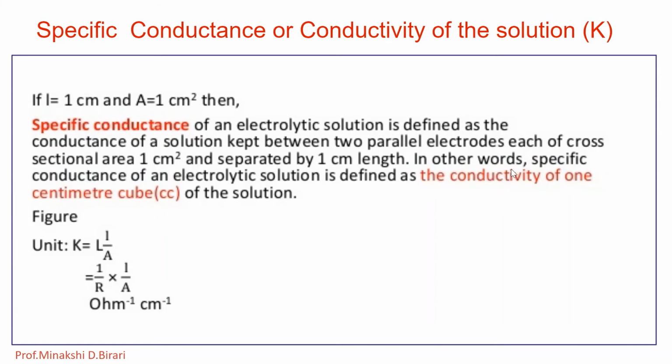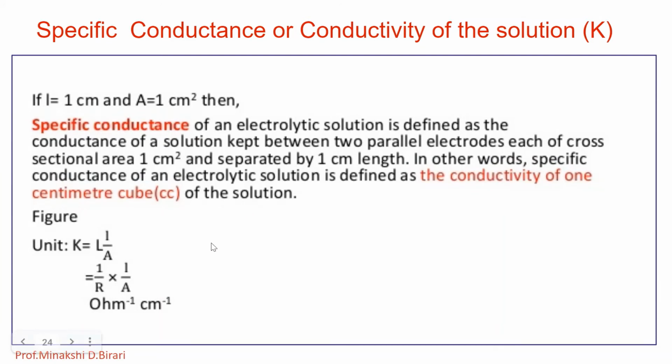In other words, the specific conductance of an electrolytic solution is defined as the conductivity of 1 centimeter cube of the solution. So, specific conductance of an electrolytic solution is defined as the conductivity of 1 centimeter cube of the solution.